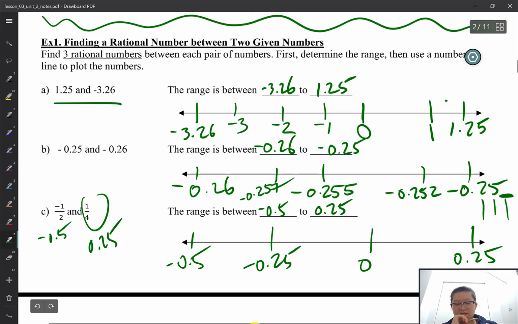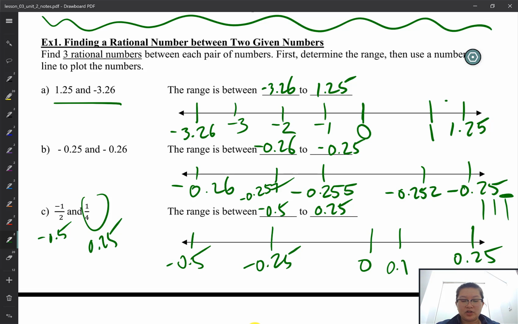I have 2 more numbers I have to put in. Well, let's put in this one. I know I can put in a number that's slightly bigger than 0 and less than 0.25, 0.1 for sure. And why not? Let's put it on this side as well. Negative 0.1. Okay, there you go. These are my 3 numbers.